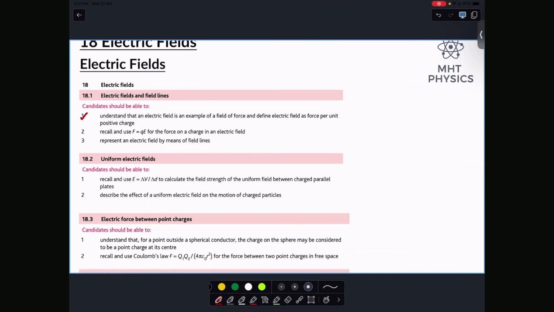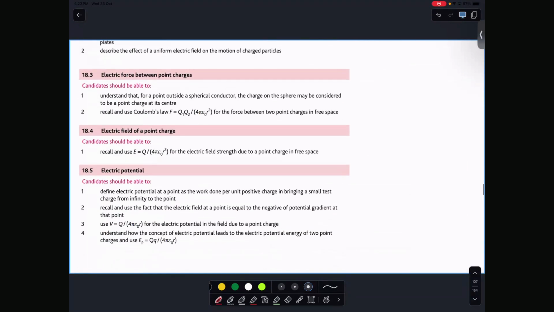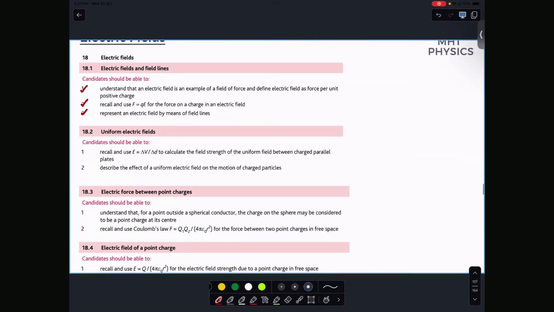Recall that F equals QE, which is E equals F by Q, right? So the formula. Represent electric field by means of field lines. We have done that as well. Then, recall and use E equals delta V by delta d to calculate the field strength for uniform field between charged parallel plates. We have done that. There's one small thing left. I'll do that right now.